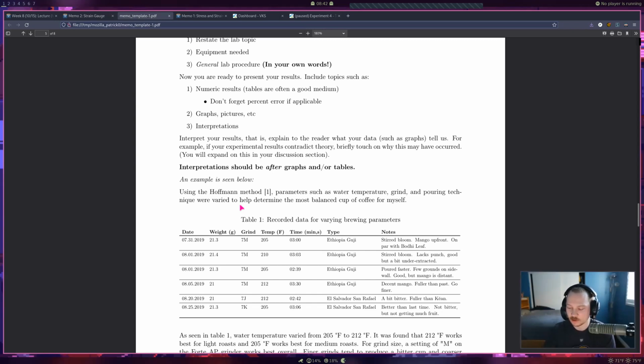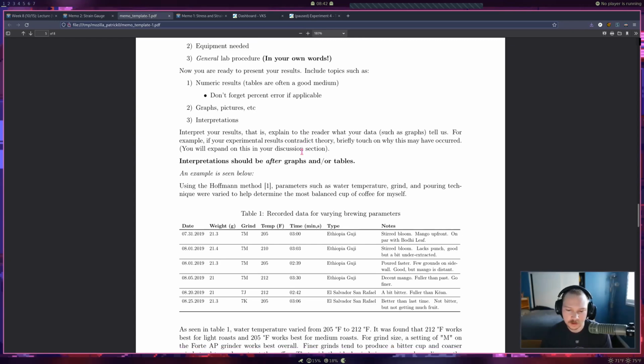So aluminum would be good if you need an application where you can have your material undergo some deformation. So that's what you'd want to talk about in the discussion section.